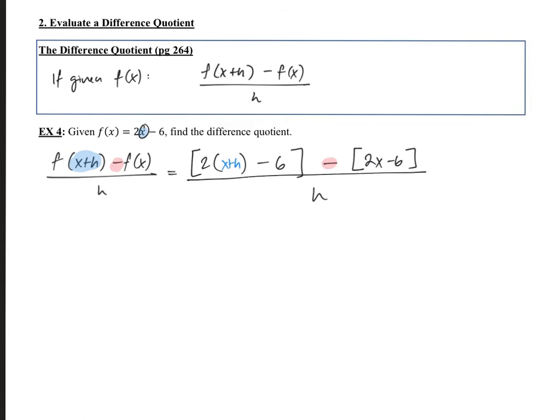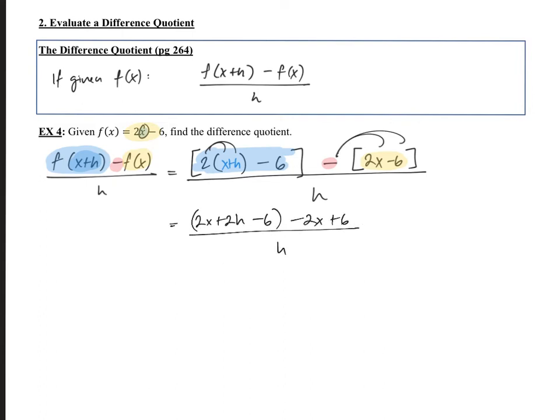Okay, so this whole big thing here came from the f of x plus h. And then the f of x, we just copied down again from there. Now simplifying. Let's go ahead and distribute this in. So we have 2x plus 2h minus 6. And we'll distribute in that negative there, minus 2x plus 6 divided by h.